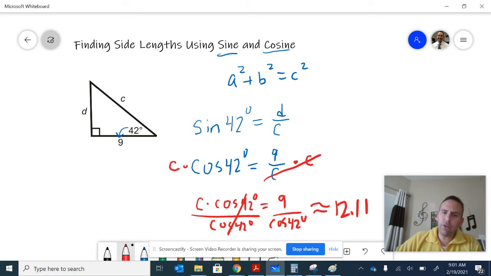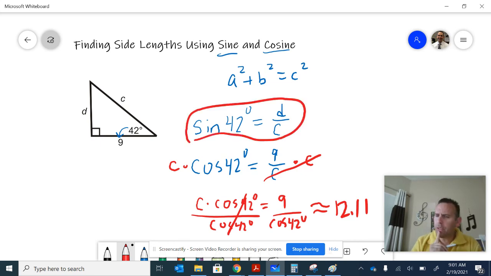So to find the other length, D, you're like, well, how would I find D? Well, now you have two sides. You could go back and use the Pythagorean theorem. I want to point out one other thing. You didn't have to get stuck with cosine here. You could have used sine. How would we do that?